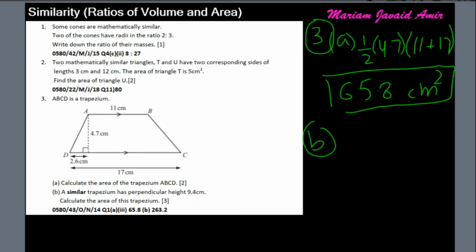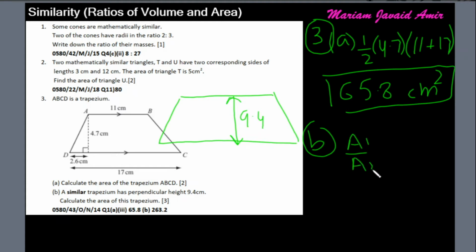Part B. A similar trapezium has perpendicular height 9.4. Calculate the area of the trapezium. So we have a similar trapezium whose perpendicular height is 9.4. Okay, so now we'll again use the formula A1 over A2 equals L1 over L2 whole square. So area of the first trapezium came out to be 65.8. We have to find area of the second trapezium.